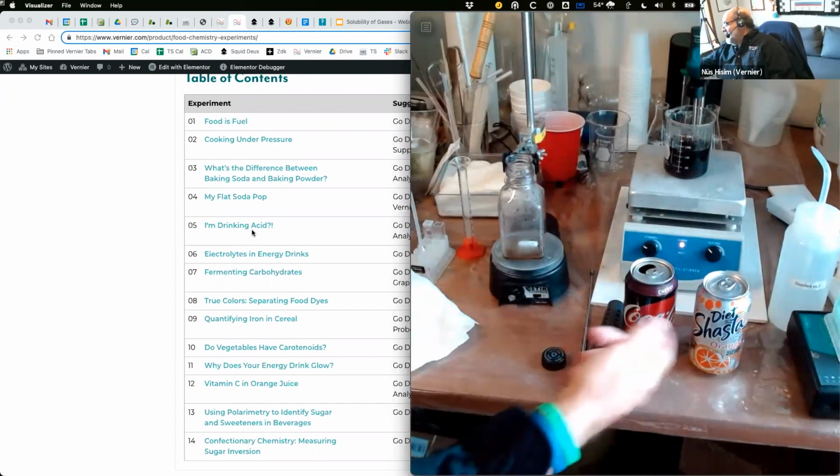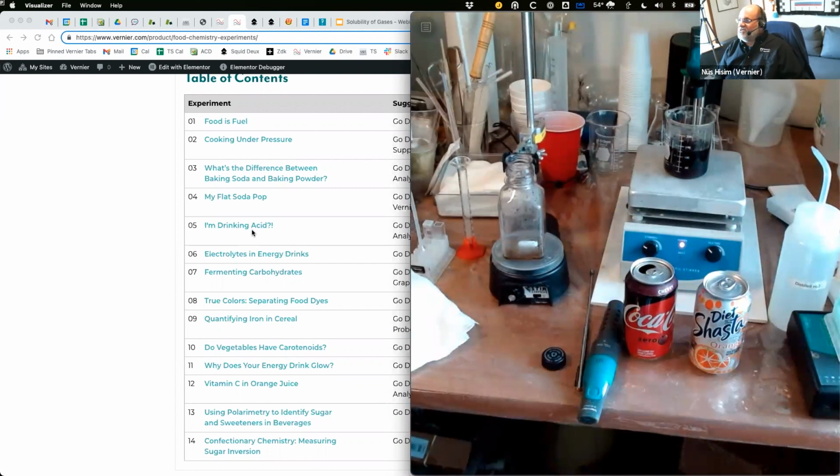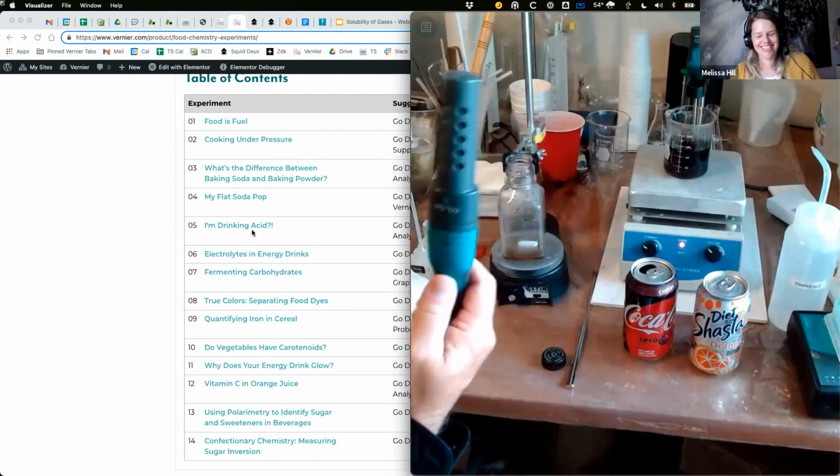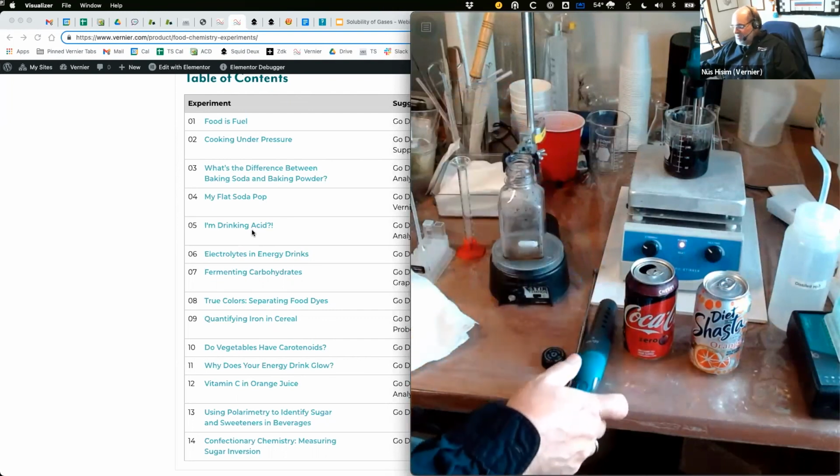This might be a kind of cool thing: have different groups do different sodas and see if you get the same results. Melissa's going to be doing Diet Coke versus others. What happens when you drop a Mentos in there? Yeah, good luck with that. Be careful. Try it first. Don't get the CO2 sensor wet. That would be bad for it.